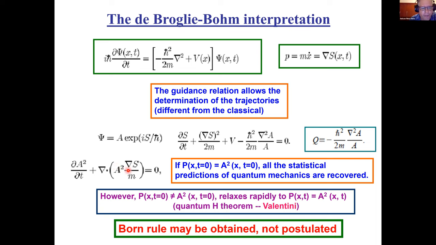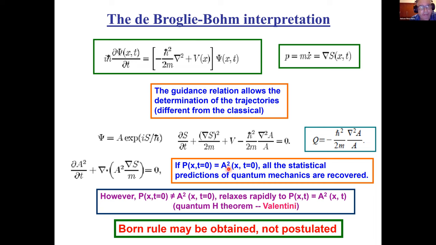Okay. Now, one thing that's very important: if we assume that the distribution of initial positions, the positions at t equals zero, is exactly norm of psi squared, then we can show that the probability of finding a particle at any time will be exactly norm of psi squared at that time. And all the statistical predictions of quantum mechanics are recovered. So if you make this assumption, then the probability of finding a particle at any time is given by norm of psi squared.